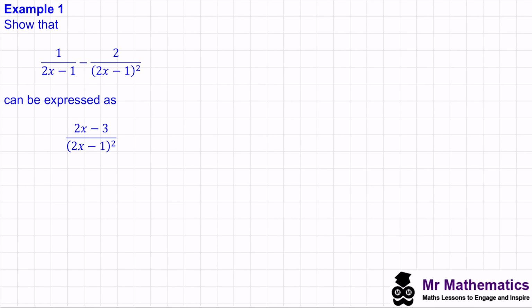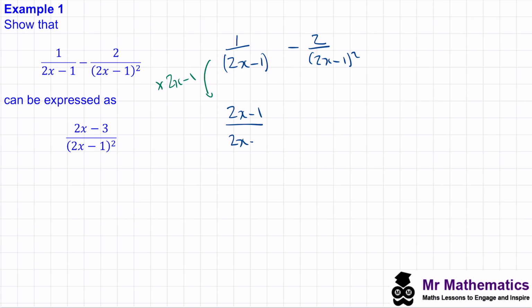And the reason for this is that if we were to subtract one from the other, so we have 2 over 2x minus 1 squared. If we were to subtract this fraction from this one, well then we need a common denominator. So we need to multiply the left fraction by 2x minus 1. So now we get 2x minus 1 over 2x minus 1 all squared.